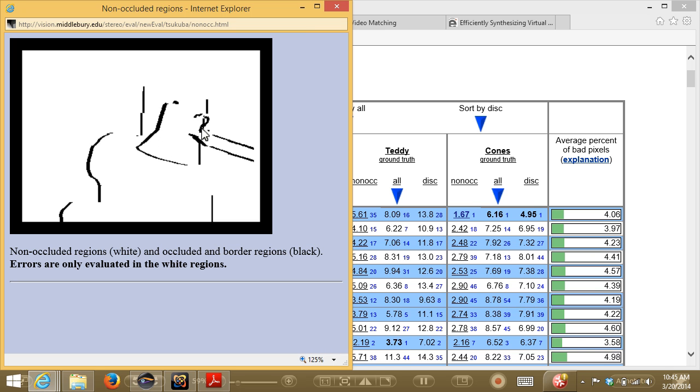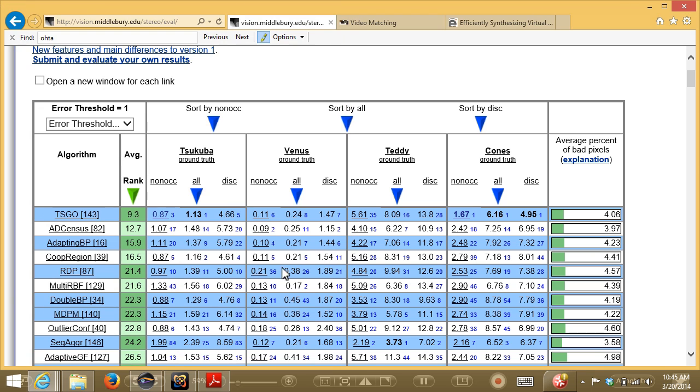So here, my measure is 0.87 over all non-occluded pixels. There are also some maps where stereo algorithms will explicitly tell you where they think the occlusions are in the image, and there are metrics for deciding how well an algorithm did on that also. Okay, so that's the Middlebury Stereo database.